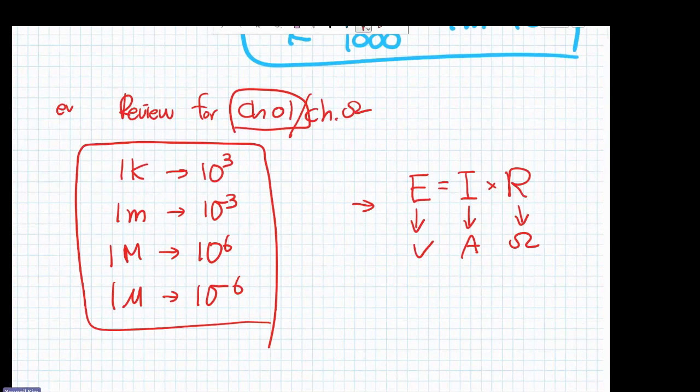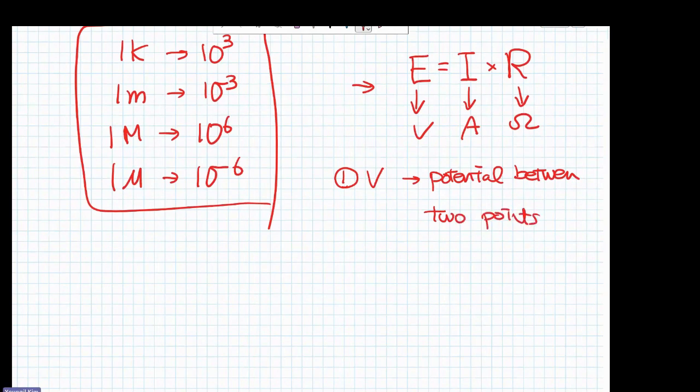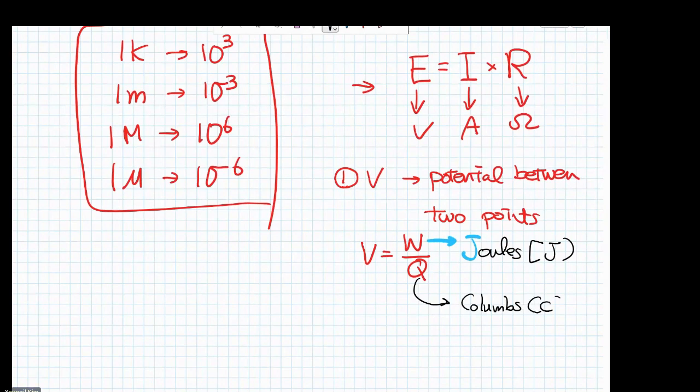All right? And then we learn about the three main components for Ohm's law. One is the voltage. The voltage is the potential between two points, okay? So V is W over Q. The W is in joules, and Q is what? Coulombs, the unit. Q is the charge, the symbol is Q, and coulombs is the unit, okay? Very important. We have a lot of simple questions about the V, okay? So you can try yourself in the lecture.